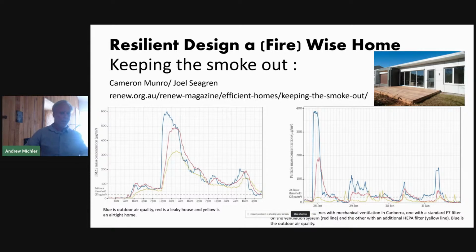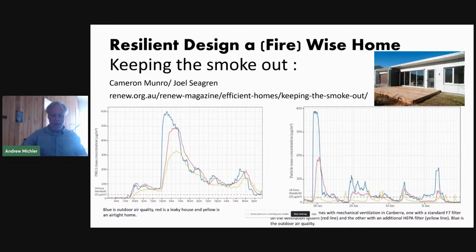And they're quite similar. To your left will be the red and blue line. So the red would be a regular house, and the outdoor is the blue line. But for a passive house, it's the yellow line. So about half of what the outdoor is, almost half the particulates of a regular standard house.